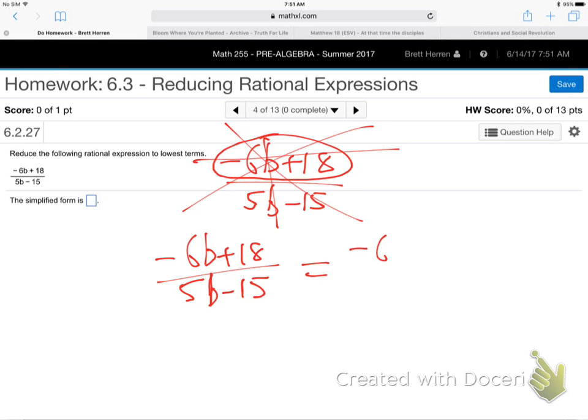So on the top, we take out the minus 6. Is that good so far? And then you put inside whatever's going to work. So minus 6 times what? B. And then minus 6 times negative 3. Yeah, good job on the negative. Everybody good with that? Negative times negative is positive 18. Is that good? Negative times negative.